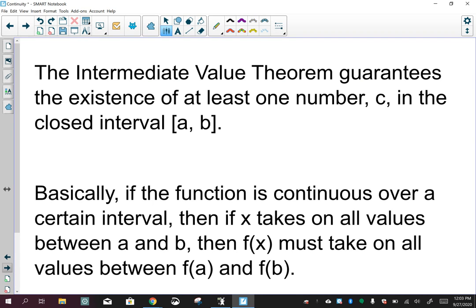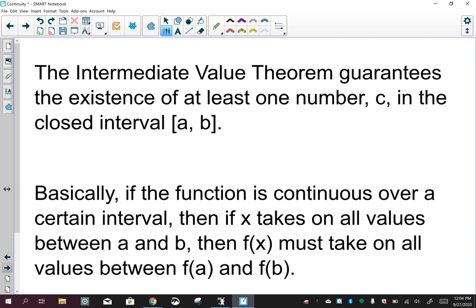Also, if the function is continuous over a certain interval, then if x takes on all values between a and b, then f of x must take on all the values between f of a and f of b. Remember, f of a and f of b are your y values for your respective a and b x values, okay? So that's all this is saying. It's just saying that regardless of the interval that I choose, if I give you these x values, I'm going to have these y values to go along with it.